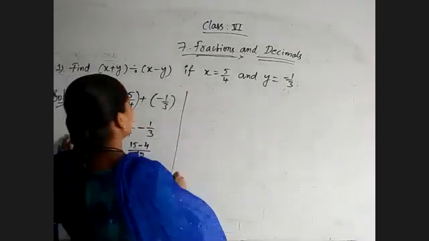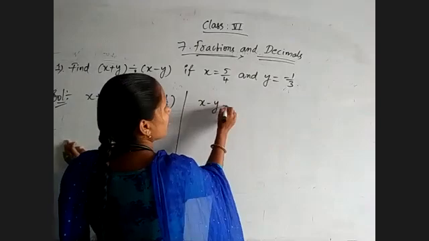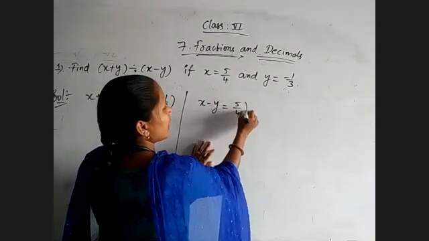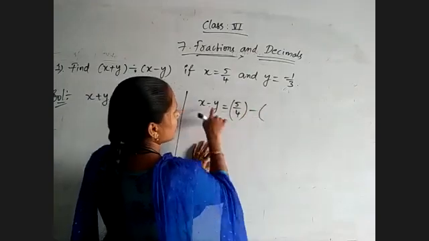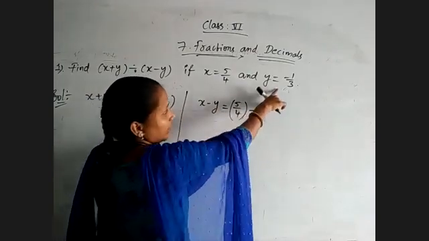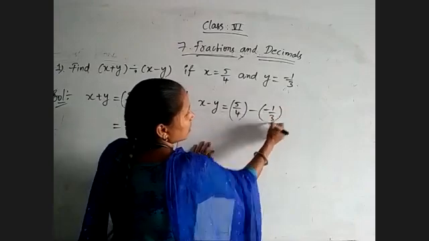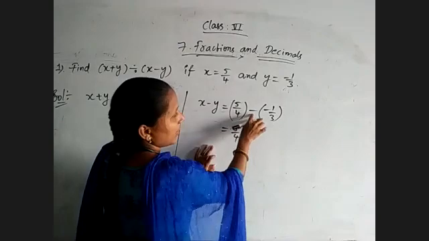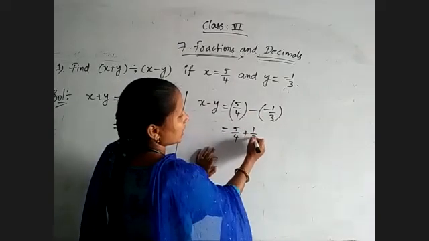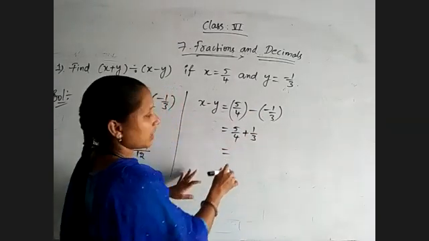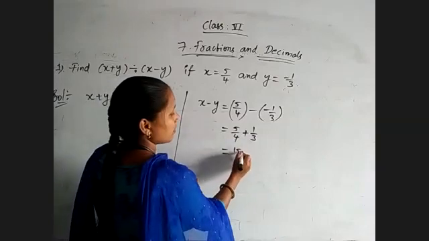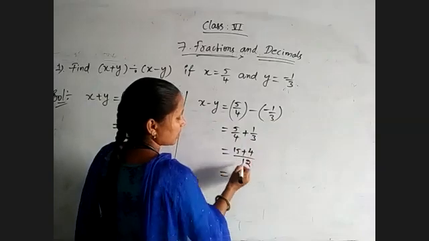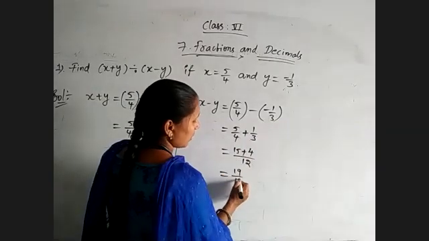Now perform x minus y. The x value is 5 by 4, minus the y value, which is minus 1 by 3. So 5 by 4 minus, minus will become plus 1 by 3. So go through with the cross multiplication. 3 5s are 15 plus 4 1s are 4, divided by 4 3s are 12. 15 plus 4 is 19 by 12.